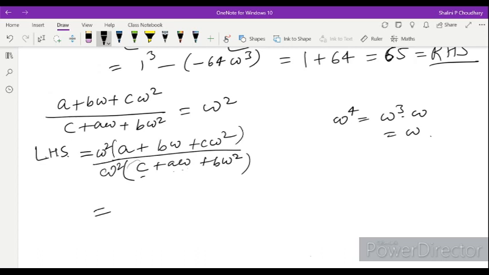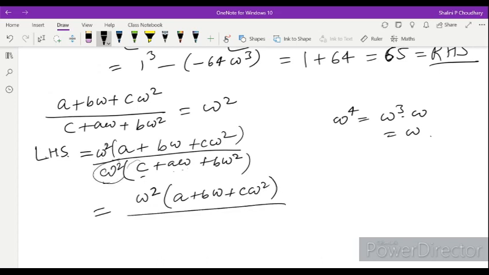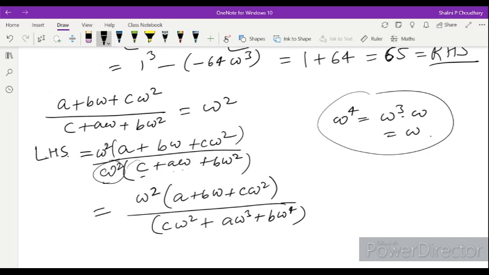So there will be no change then. Omega square, so we are multiplying in numerator and denominator. So it will be omega square into A plus B omega plus C omega square divided by, now we'll multiply this omega with every value. So that will be C omega square plus A omega cube plus B omega to the power 4. Now omega to the power 4 will be equal to omega.